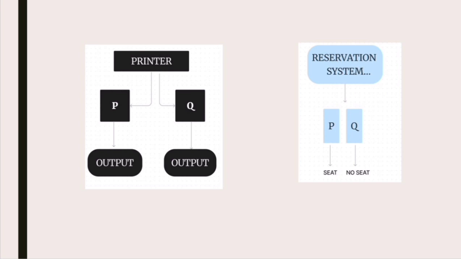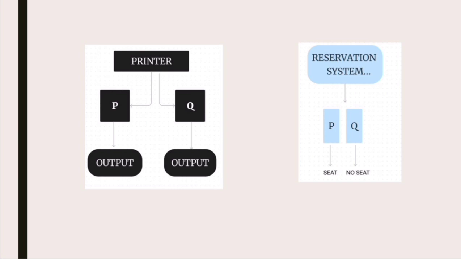From the user's perspective of the functionality of the program, it may not matter whether P's output or Q's output is printed first, as long as both the outputs are eventually printed. Therefore, the specific order in which these events occur is non-deterministic.